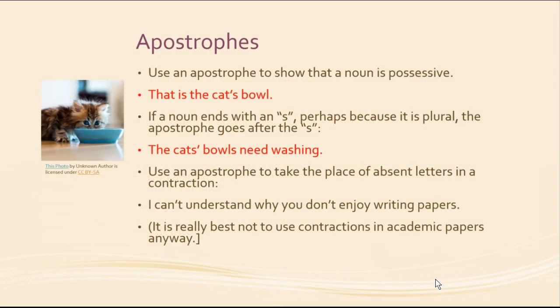Apostrophes. We can use an apostrophe to show that a noun is possessive. If there's just one cat, then we put the apostrophe before the S. If there are more than one cats, I'm still not doing that right. Anyway, if the cats' bowls need washing, then we would put the apostrophe after the S. And we can also use an apostrophe to take the place of absent letters in a contraction, such as, I can't understand why you don't enjoy writing papers. But it's really best not to use contractions in academic papers anyway.